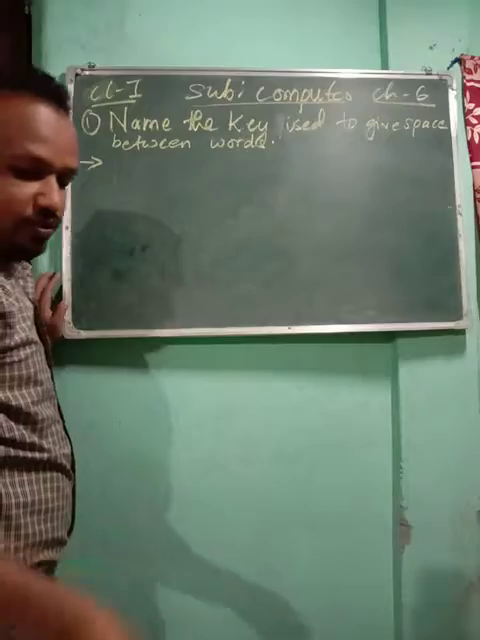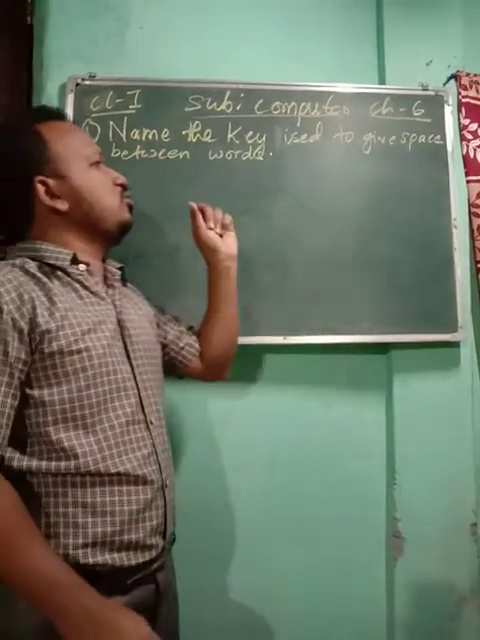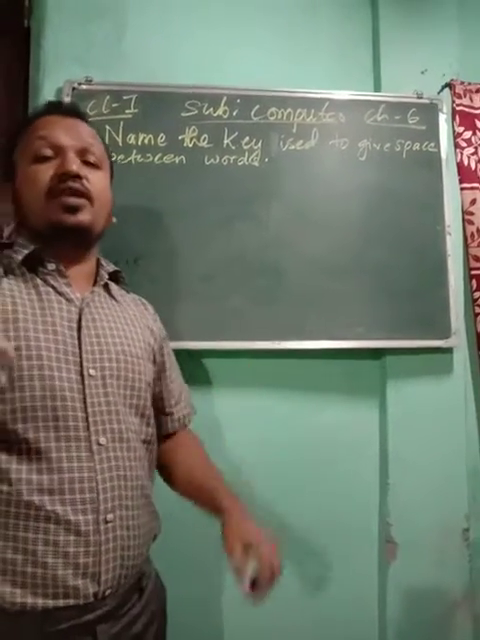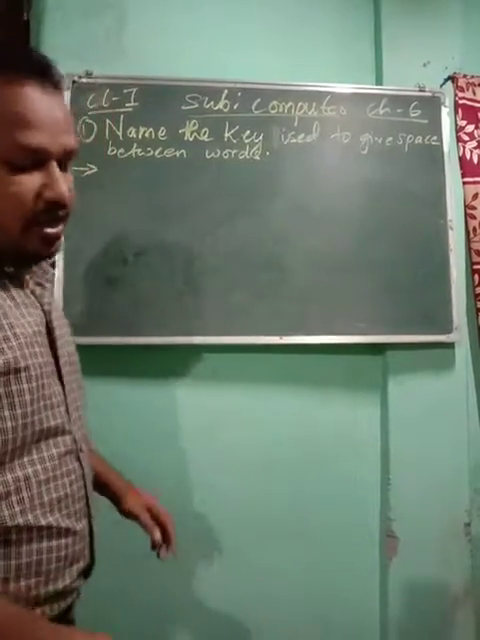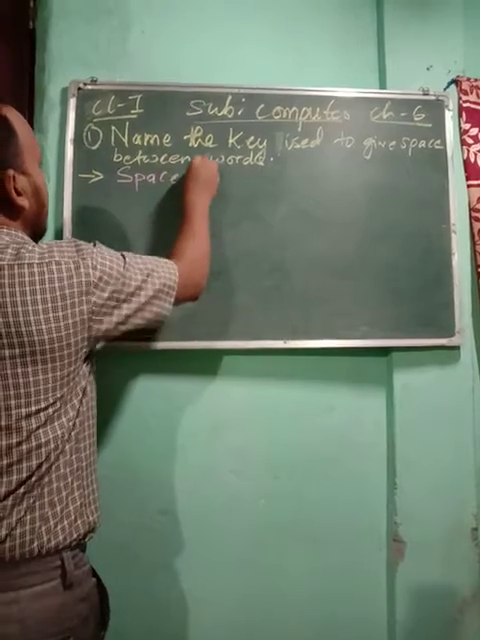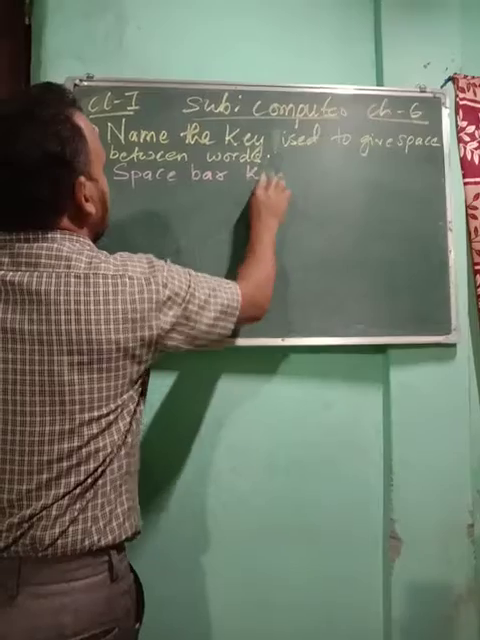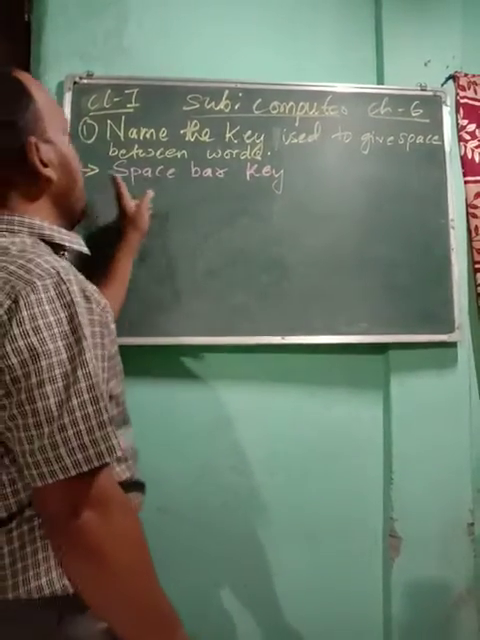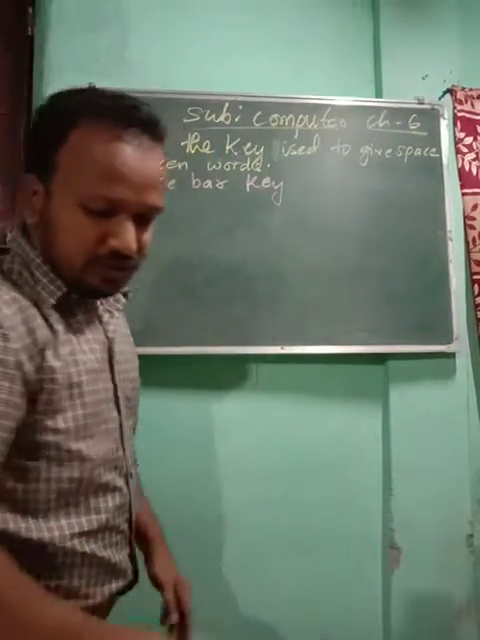Now we're going to write the answer. Name the key used to give space between the words. I have already taught you which key helps us give a space between words. That is your space bar key. So you will write the answer: space bar key. Which key will help you give a space between words? That is your space bar key. Now the next question.